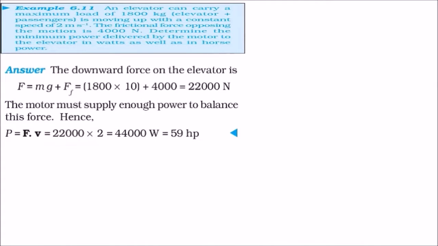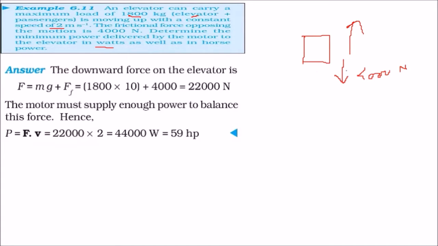An elevator can carry a maximum load of 1800 kg, that is elevator plus the passengers. This is moving up with a constant speed of 2 meter per second. So there is an elevator, it is moving up with constant speed. The friction force which is opposing the motion is 4000 Newton. Now we have to determine the minimum power delivered by the motor to the elevator in watts, also in horsepower.